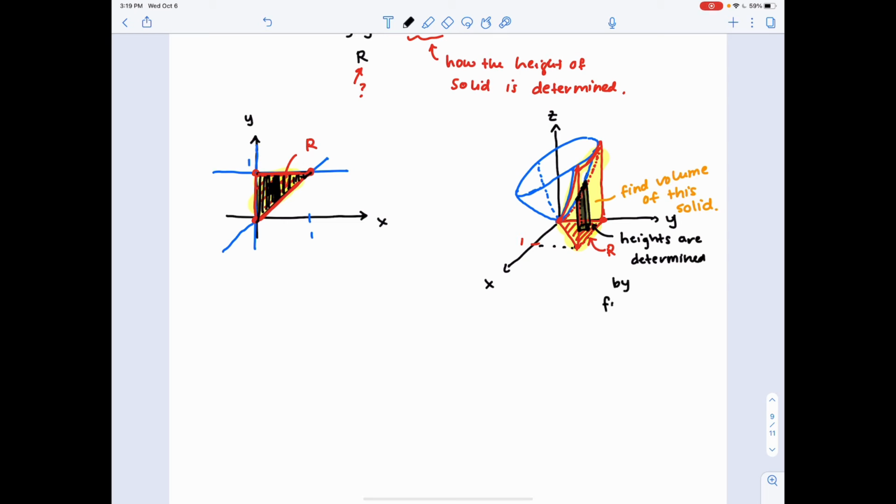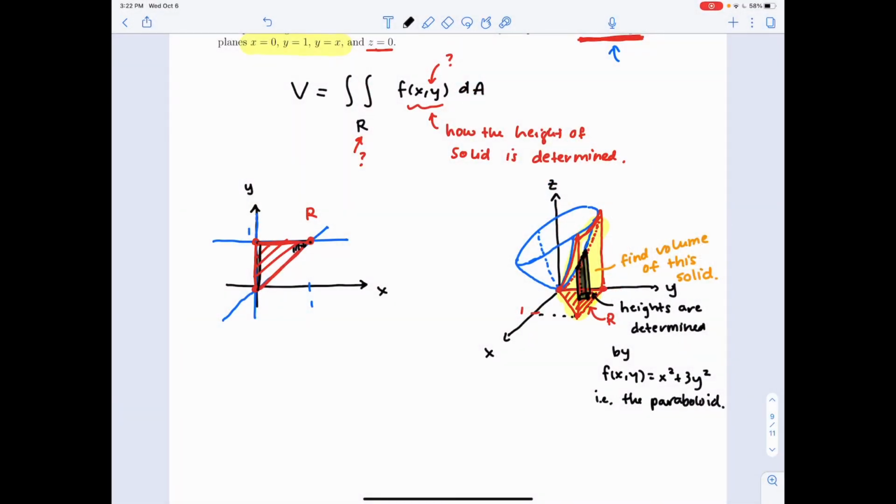by f of x, y equals x squared plus 3y squared, i.e. the paraboloid. So now we know what our f of x, y should be for the function we're integrating. So we can set up our double integral. And that function should be x squared plus 3y squared.